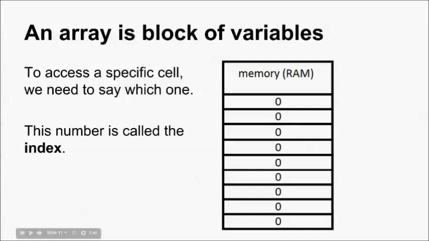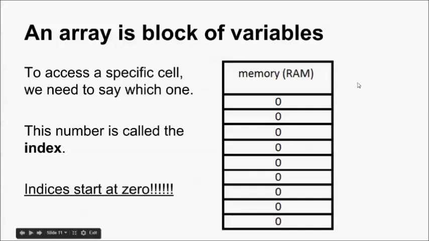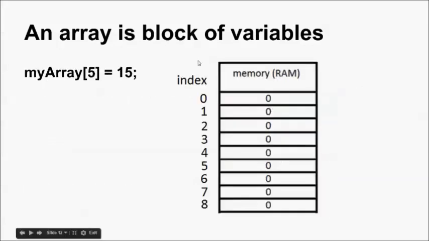Okay, so moving on here. Just an important point, indices start at 0. So here's an array, and then we're going to issue the command myArray sub 5 equals 15.